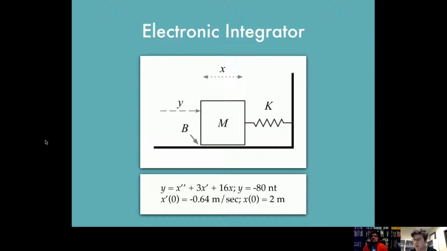Now, one thing that people think of, if they think of anything at all, if they know about analog computers, is the electronic integrator. That might be the most familiar to people who know about analog computation. And we start with a problem. This is just for purposes of illustration.